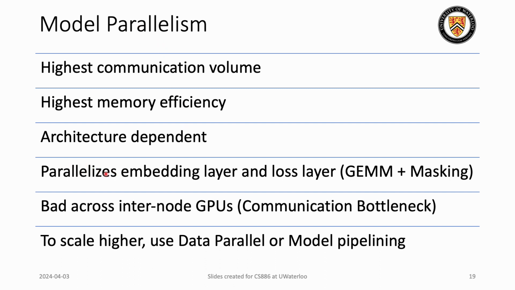Other details is that it actually parallelizes the embedding layer and the loss layer, and the idea is the same. Basically, we use the parallel GEMM and masking, and because it is bad across internode GPUs, to scale higher, we use data parallel or model pipelining. Like we compose it with other parallelism primitives.